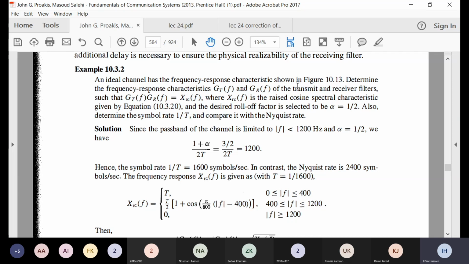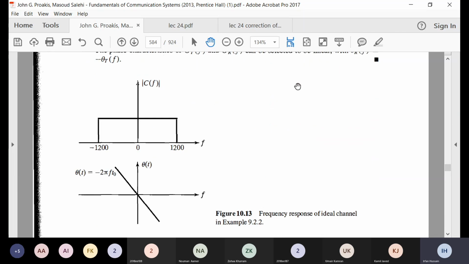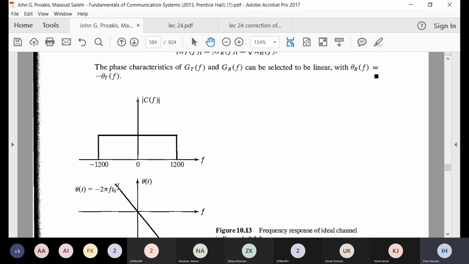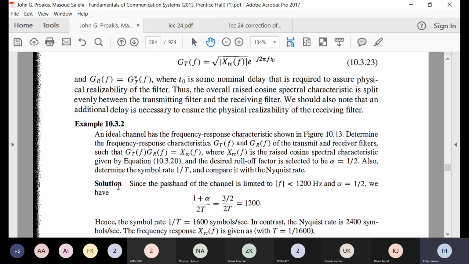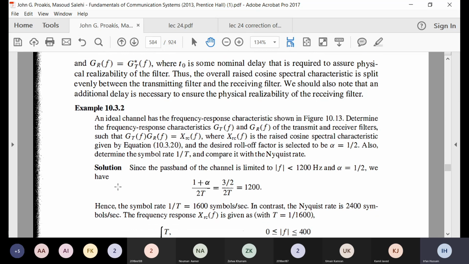So it says that the frequency response of the channel is given as follows. It is a band limited channel, with the frequency response up till 1200, meaning the bandwidth is 1200, and this is its frequency response, which is linear. The roll-off factor is selected to be 1 over 2. You are asked to determine the symbol rate, and then you can compare it with the Nyquist rate.